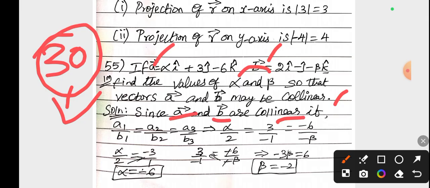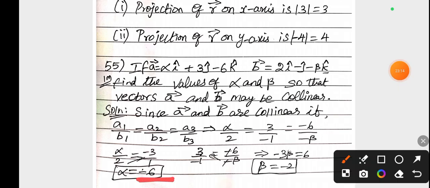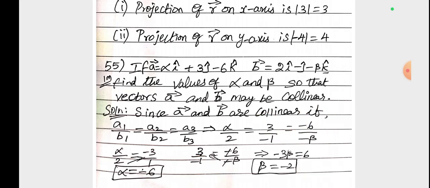Since A vector and B vector are collinear, A1 by B1 equal to A2 by B2 equal to A3 by B3. So what is A1 by B1 now? Alpha by 2 equal to 3 by minus 1 equal to minus 6 by minus beta. So alpha by 2 you have to equate with the minus 3. Division 2 goes as multiplication. So alpha is minus 6. Then second one, A2 by B2, 3 by minus 1 we can equate with minus 6 by minus beta. Minus minus cancel. Then you can keep that beta. 3 beta equals to 6, minus 6. Beta equals to minus 2. So alpha is minus 6, beta is minus 2.